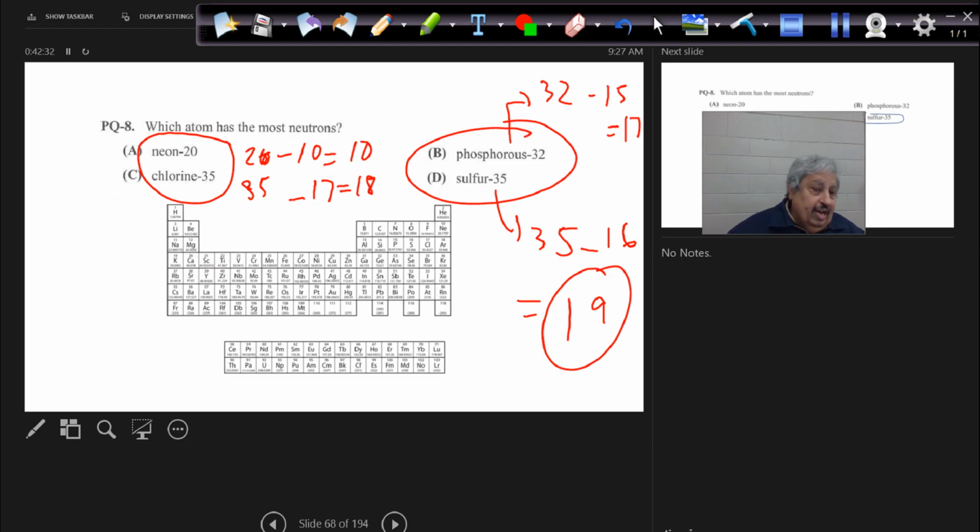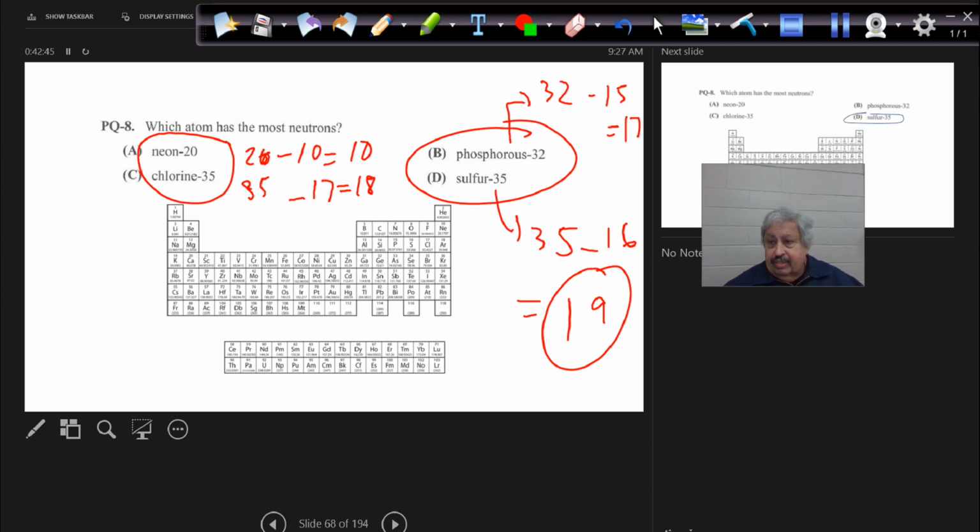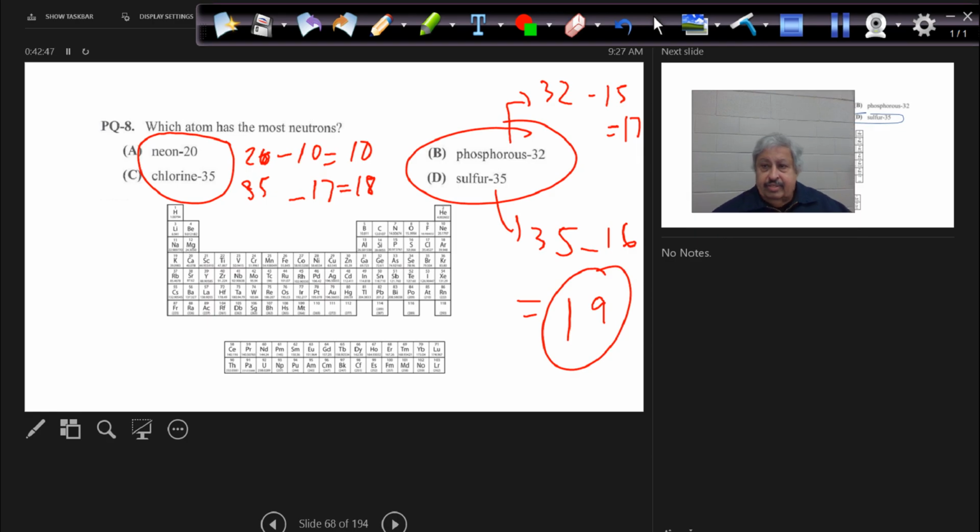Those type of typing in the elements, dash atomic mass, this is the isotope. Those are 4 isotopes. So correct. So the answer is what? Yeah, D. The answer is D.